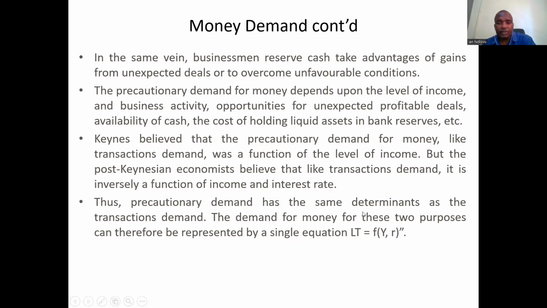So the precautionary demand for money, in the original formulation, is constant with regard to the interest rate, and it is also constant with regard to income. But for post-Keynesians like William J. Palmer and others, it is inversely related to national income and the interest rate.